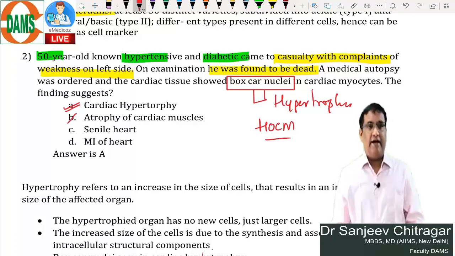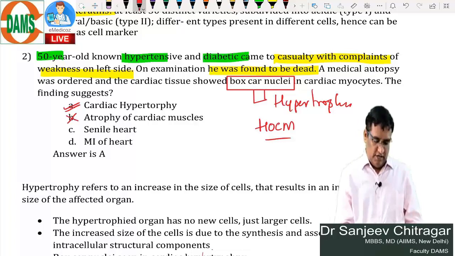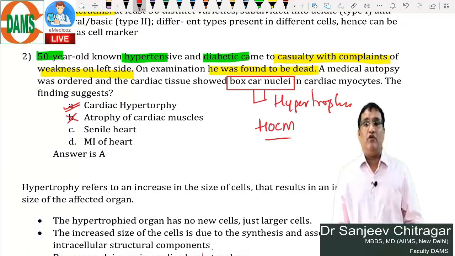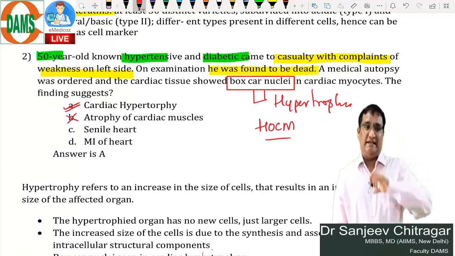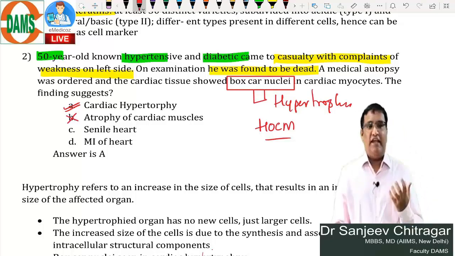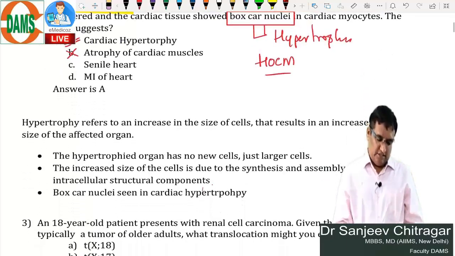Atrophy in cardiac muscle is not the answer. If you find atrophy, there will be brown pigment inside them. Senile heart is the same thing. In MI, there will be loss of nuclei. That is why the answer to this is option A.